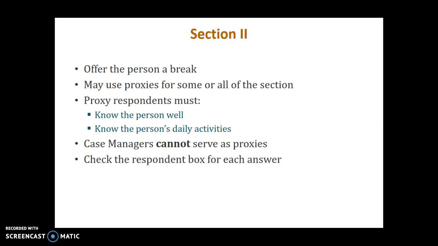So some basics for conducting Section 2 of the survey. First, it's a natural breaking point in the survey, so offer the person a break to get up, stretch their legs, get some water if they want. A reminder that you can use proxy respondents for this section. Some individuals may want a person available just in case they are unsure of some answers.